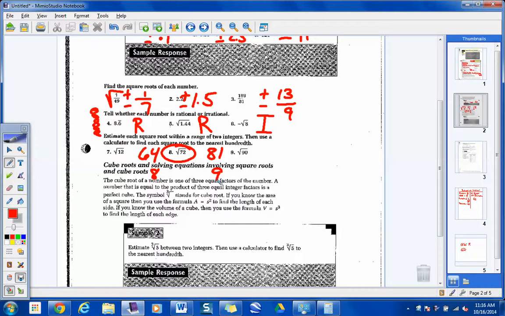Now punch in the square root of 72 and tell me what you get to two places, just the two places after the decimal. 8.48. That's all you need to put. So it's between 8 and 9, and its estimated value is about 8.48. Ivy, when you punched in the square root of 72, was that a rational or irrational number? Irrational. Good.